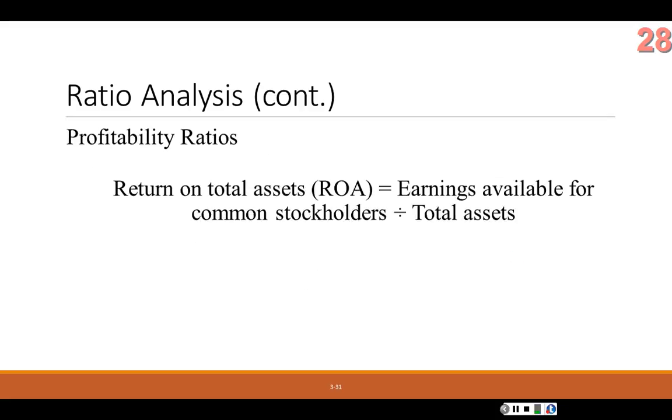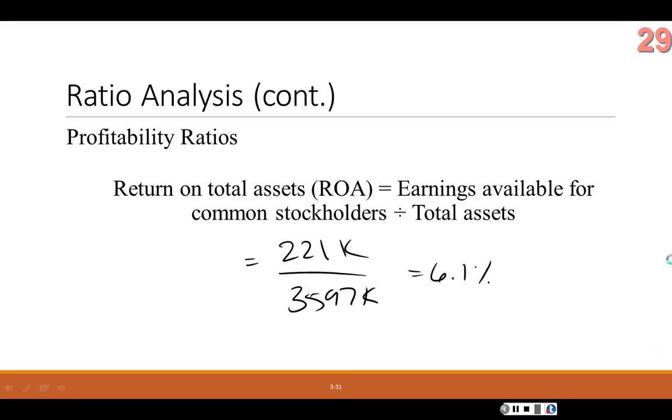If we want to look at return on assets, that's earnings available for common shareholders over total assets. Earnings available for common shareholders is $221,000 over total assets on the balance sheet, $3,597. And again, these are in thousands. So that's 6.1%. So for Bartlett Company, this return on assets means that every dollar of assets earns 6.1 cents. So it measures how well a company converts assets into profits. Again, higher is better.